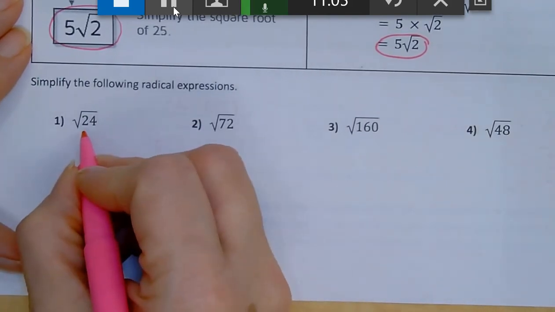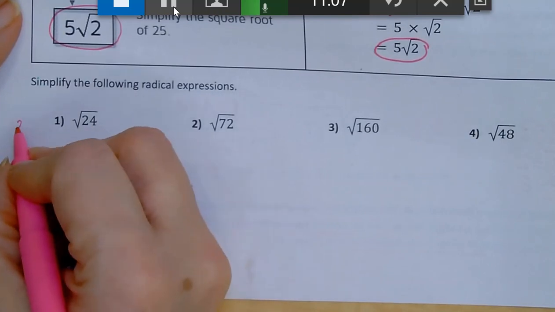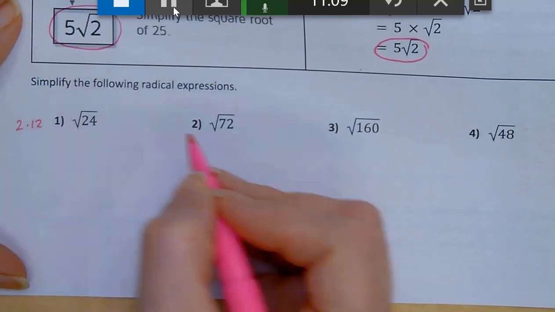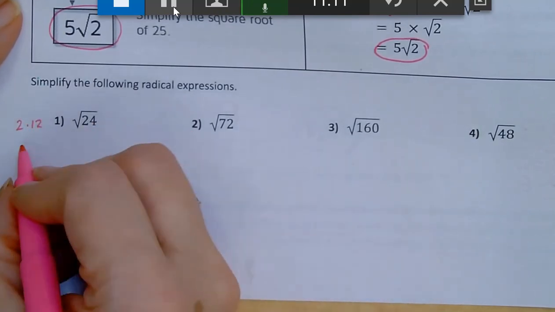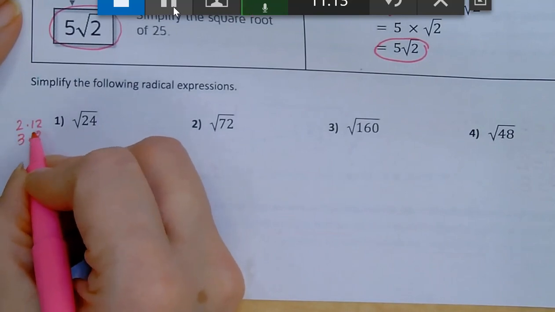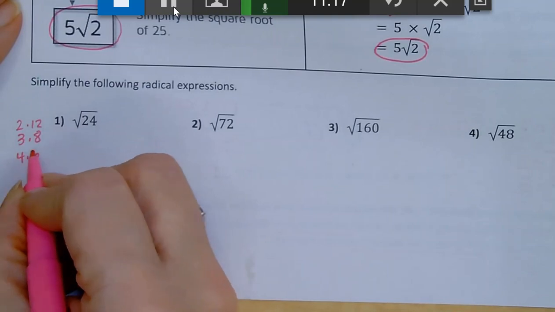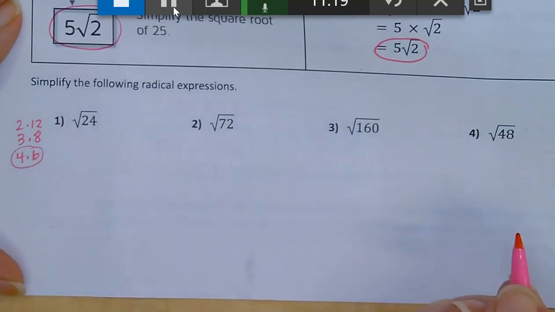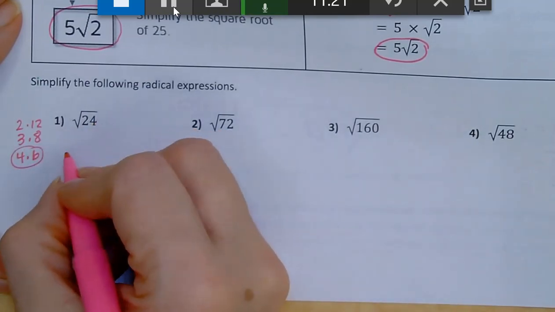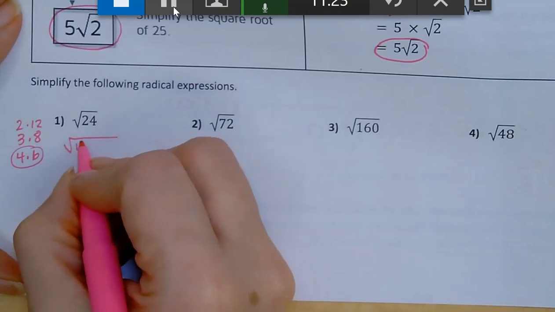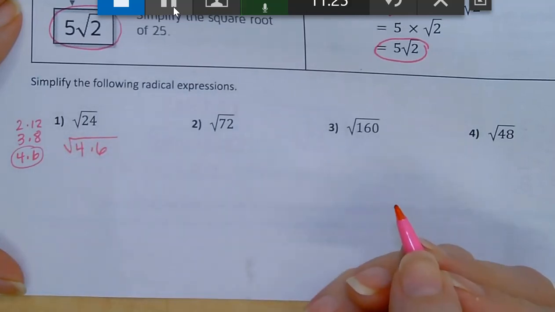So I know that 24, I can think of 24, it's 2 times 12. Well, neither one of those is a perfect square. It's 3 times 8, no perfect squares there. It's 4 times 6. Aha, I like that because 4 is a perfect square. So I'm going to rewrite this as the square root of 4 times 6.